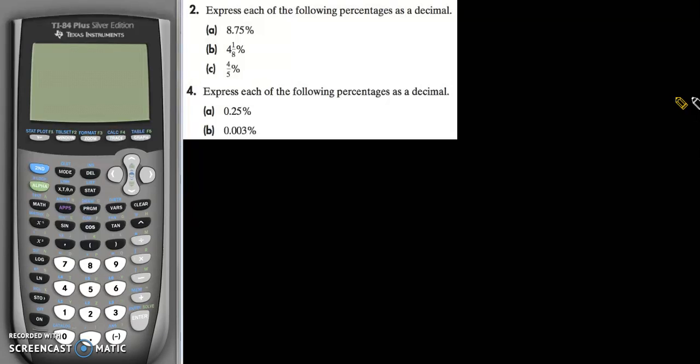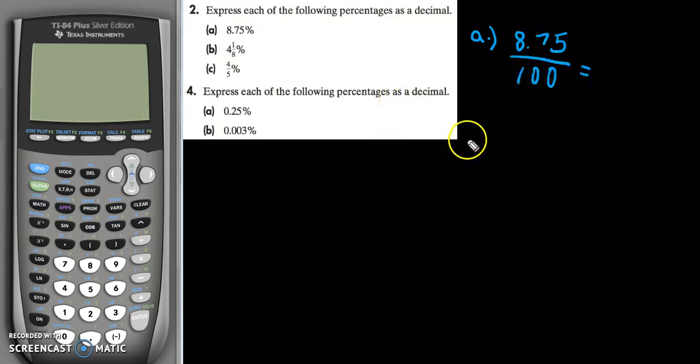So for number 2 and number 4, I'm just going to do them together because they're both kind of quick once we see the idea. So express each of the following percentages as decimals. The big thing is the definition of what makes something a percentage is that it means out of 100. So 8.75% literally means 8.75 out of 100.